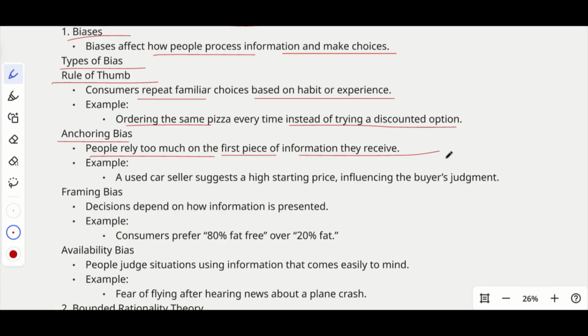So they will blindly believe, or they rely more on the first information they receive. For example, used car sellers suggest a high starting price, influencing the buyer's judgment.